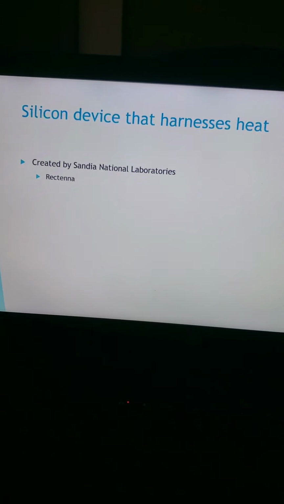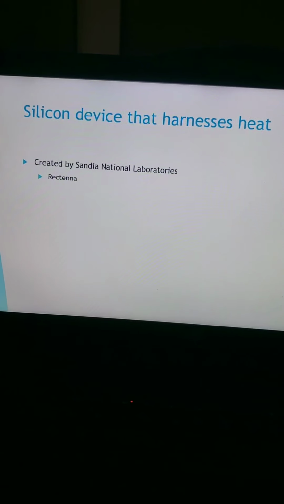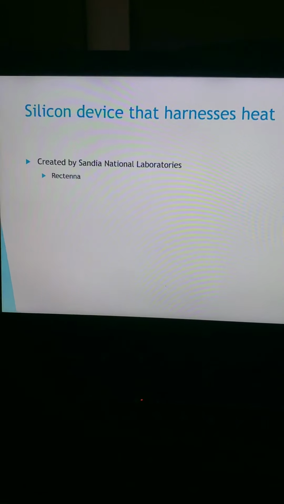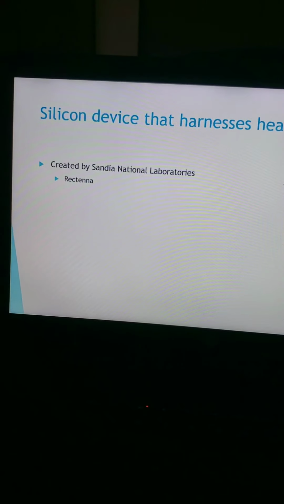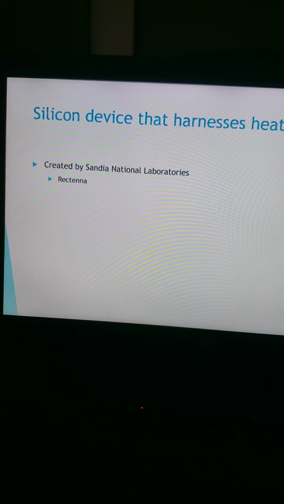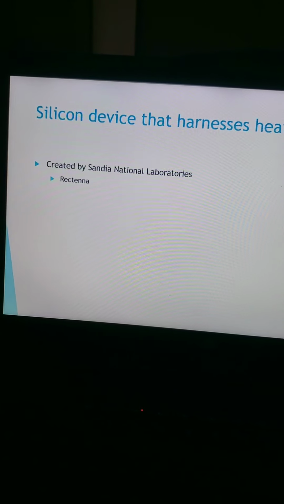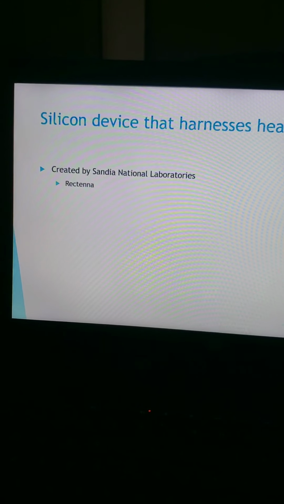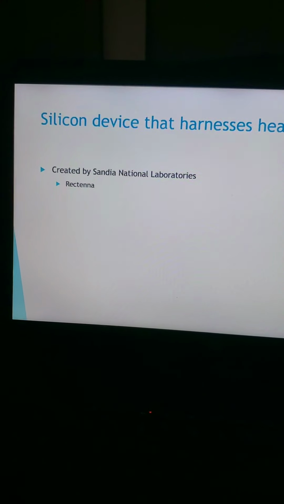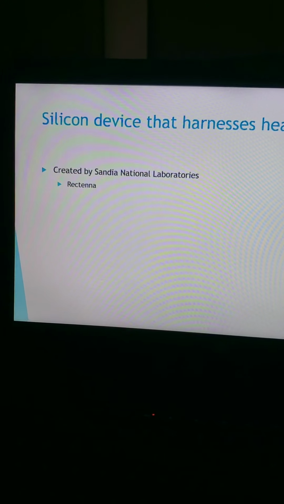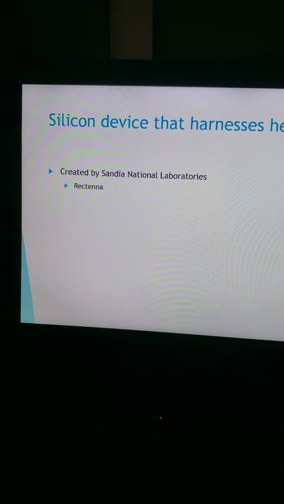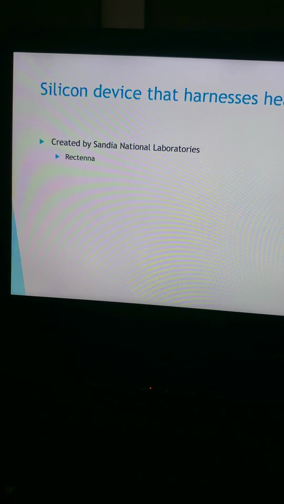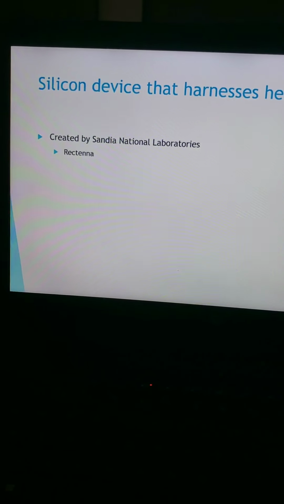A silicon device has been created by Sandia National Laboratories. They call it a rectenna, which is a rectifying antenna. It's made of silicon dioxide, aluminum, and glass. It is all crammed into a tiny 1/8 by 1/8 inch space. It is able to generate electricity from waste heat.